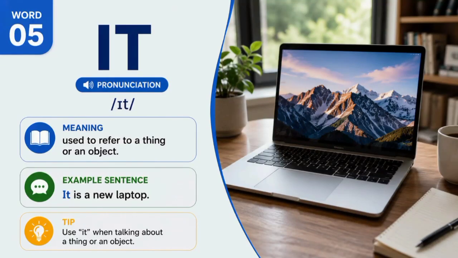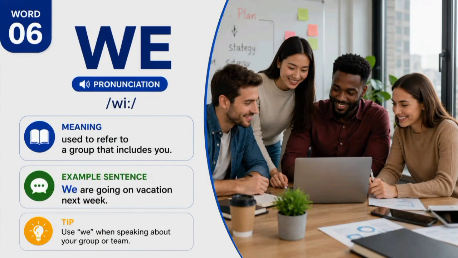Number 5 is it. It is used to refer to a thing or an object. For example, it is a new laptop. Use it when talking about a thing or an object. Number 6 is we. It is used to refer to a group that includes you. For example, we are going on a vacation next week. Use we when speaking about your group or team.